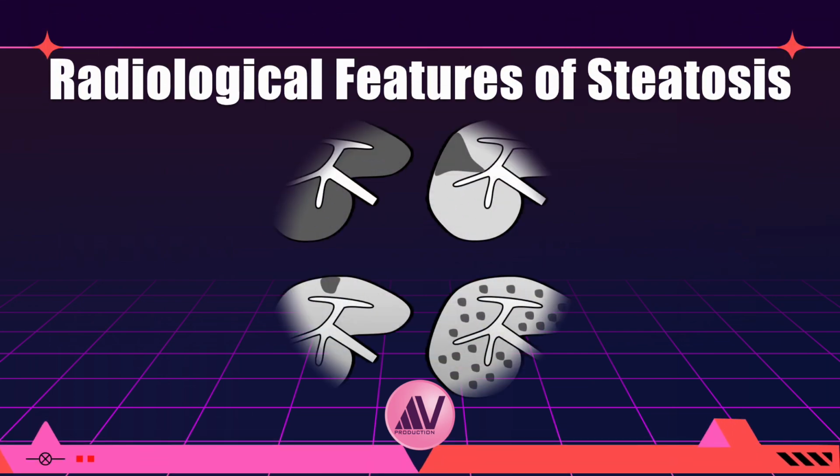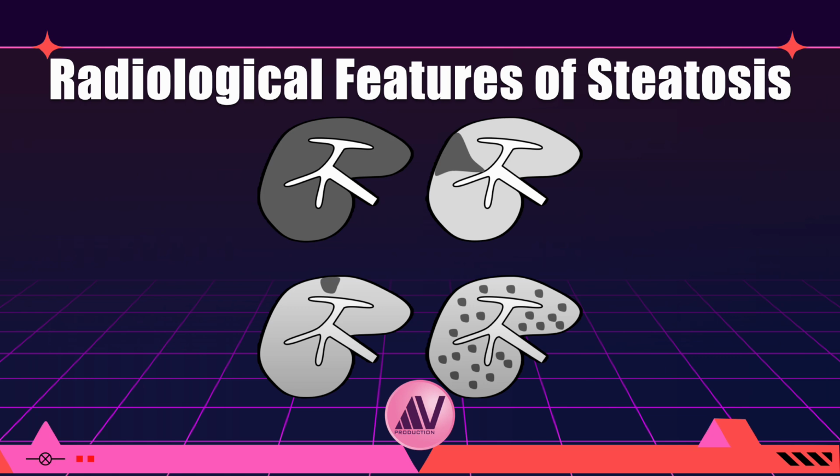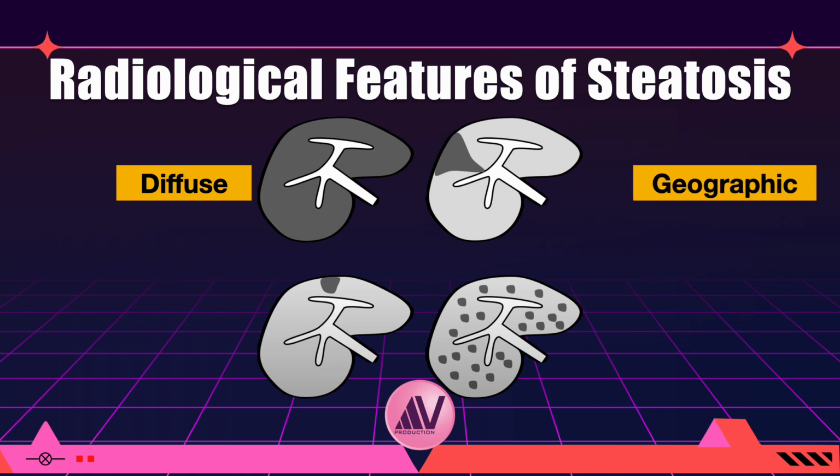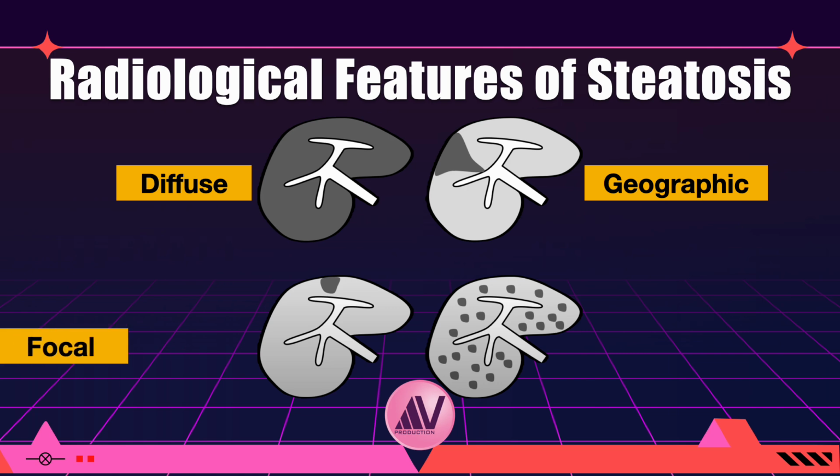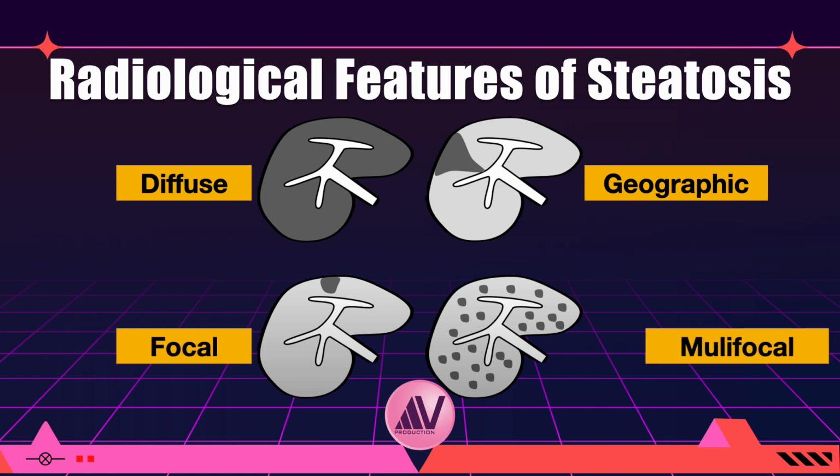These diagrams illustrate the radiological features of steatosis. On imaging modalities, steatosis can manifest as diffuse, which is the most prevalent form, accounting for 25% of patients. It can also manifest in less common atypical forms such as geographic, that is, multiple wedge shaped appearances, focal, and multifocal appearances. Atypical forms can pose diagnostic challenges.